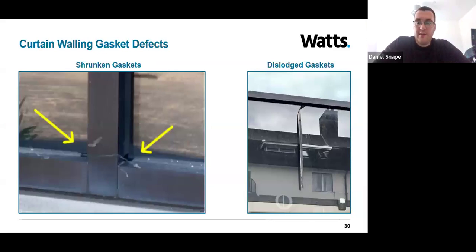What are some of the other defects? Gaskets, and so shrunken gaskets, dislodged gaskets are other common issues. So let's take a look at the left image to start off with. So this shows a shrunken gasket.